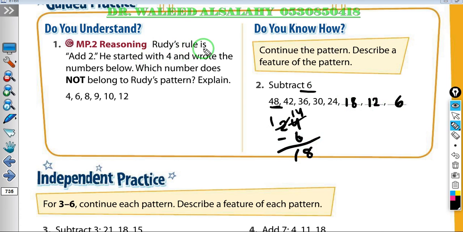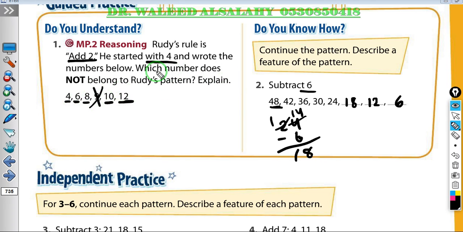He said Jody's rule is adding 2. He started with 4. And he wrote the numbers below. Which number does not belong to the pattern? So when I start with 4 and add 2, it will be 6. Add 2, it will be 8. Add 2, it will be 10. So this number, teacher, this number is wrong. Add 2, it will be 10. Add 2 is 12. So what is the number?